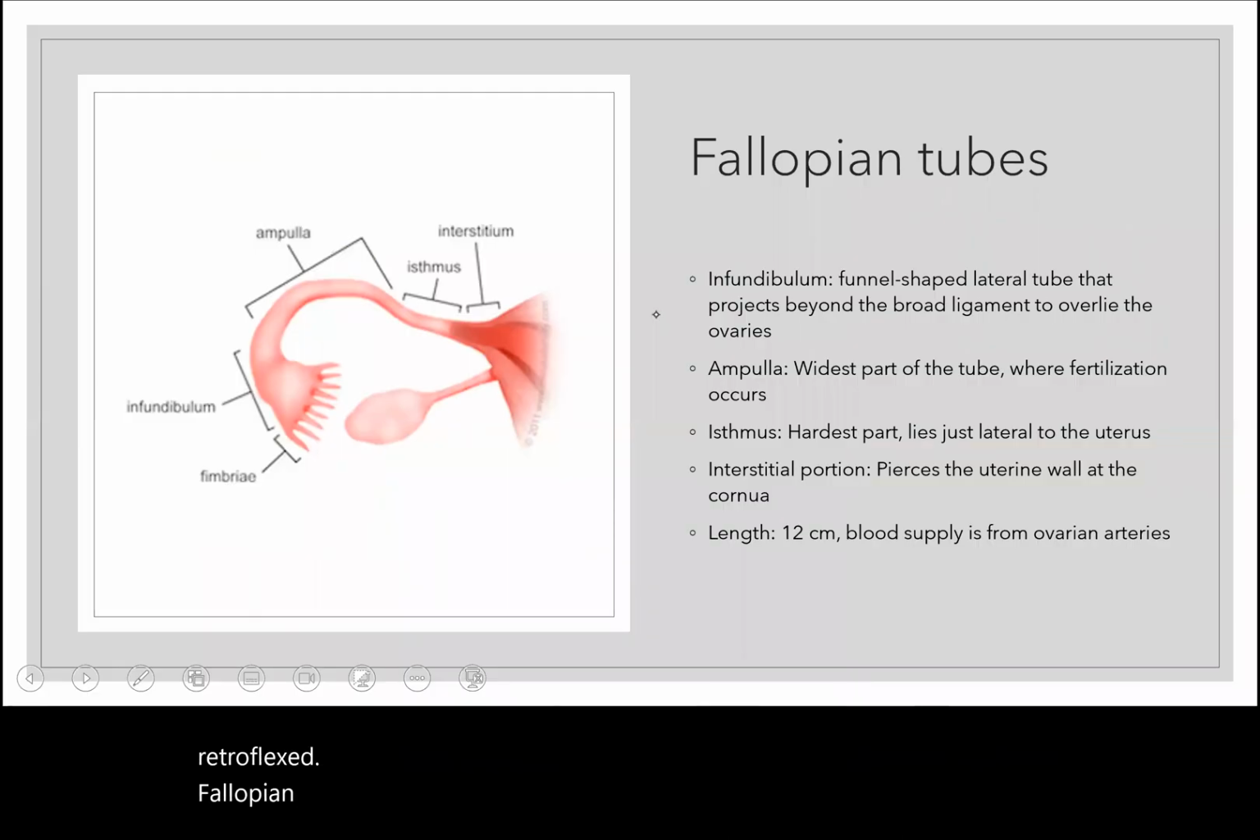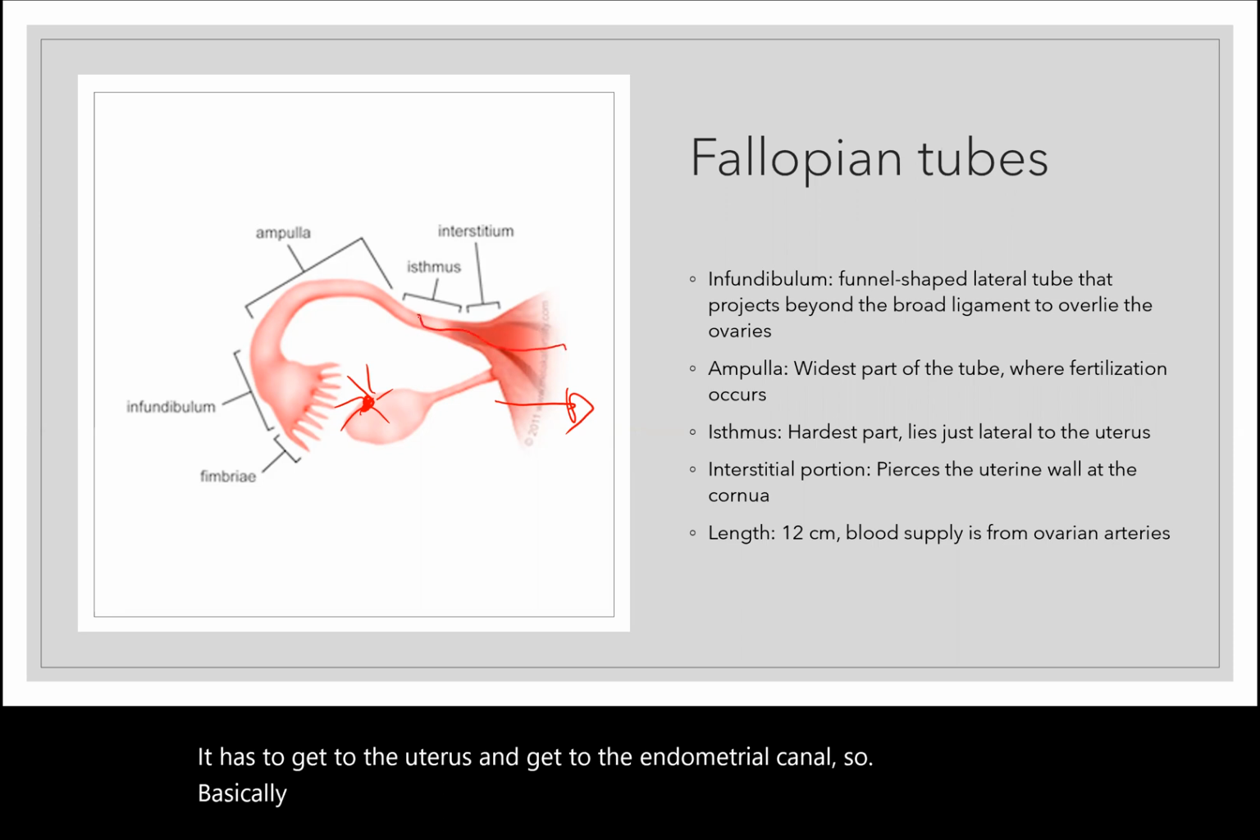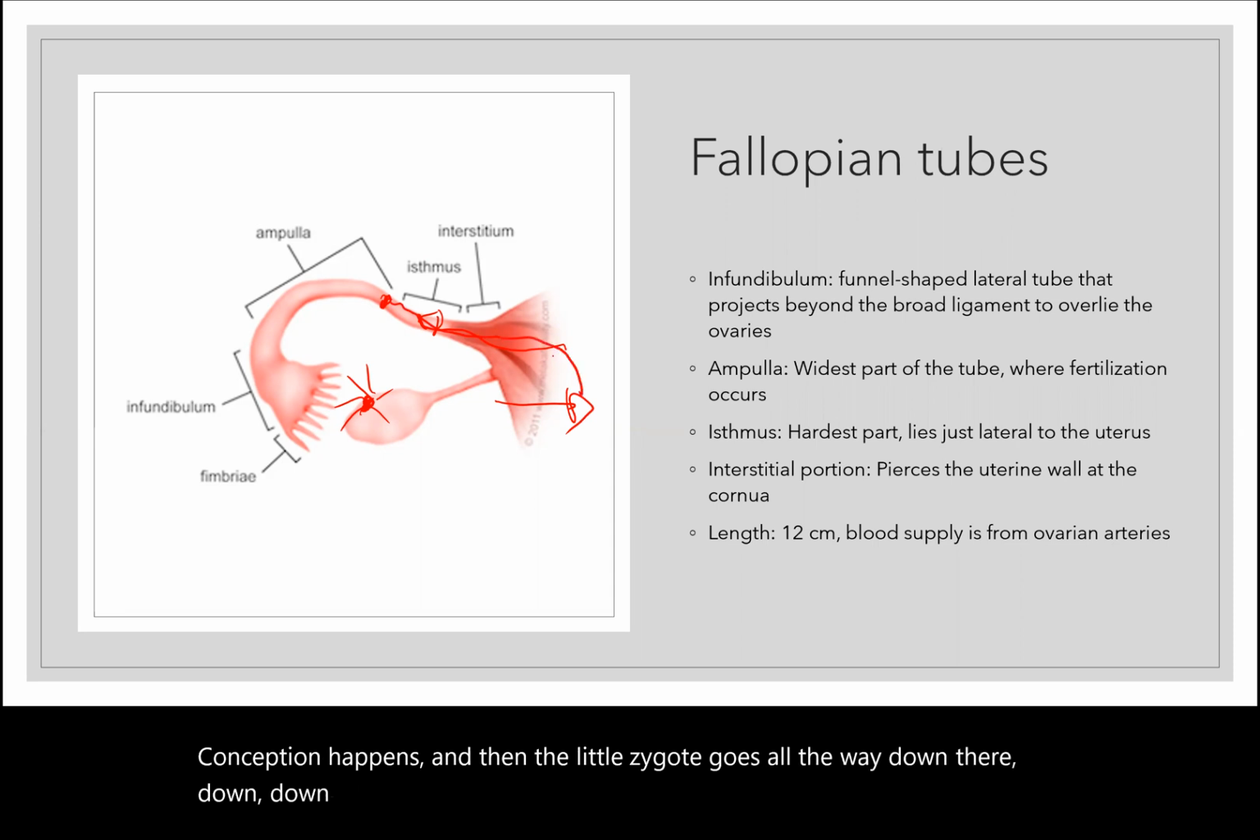Fallopian tubes. What do fallopian tubes do? Well, if you ever wonder how an egg, when a patient ovulates and an egg is released from the ovary, gets to the uterus and the endometrial canal: basically, sperm meets it in the fallopian tube, and then conception happens, and then the little zygote goes all the way down, back to the endometrium, basically.